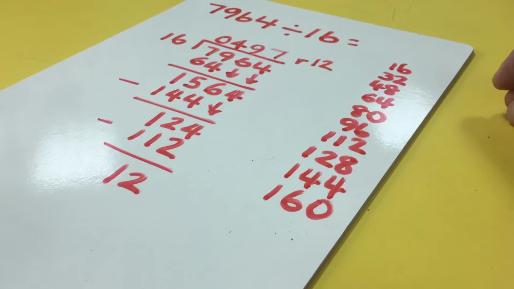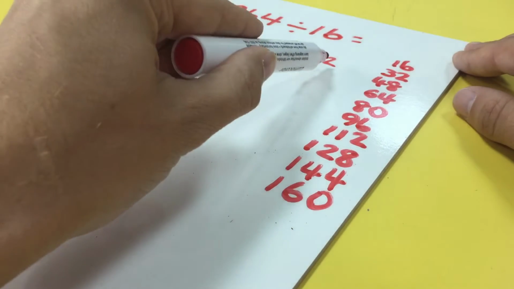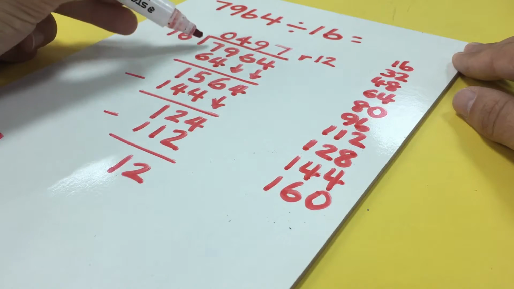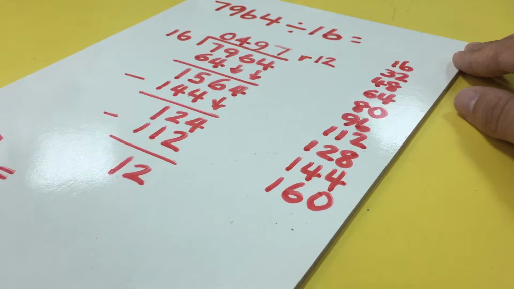You can always rewrite the remainder as a fraction, and we do this by putting the remainder on top of the divisor, whichever number that we were dividing by, which is 16. So 12 over 16. We can then simplify this. If there's a number that will go into top and bottom, now 2 will go into top and bottom. That would make that 6 eighths.